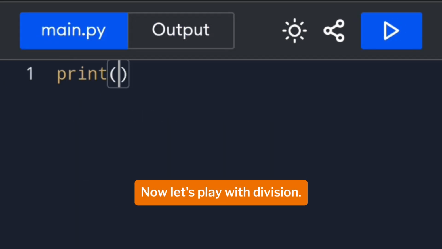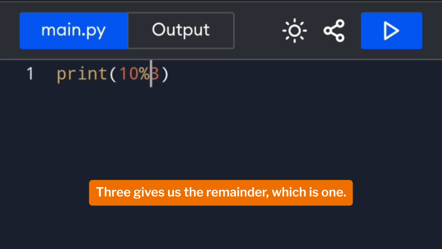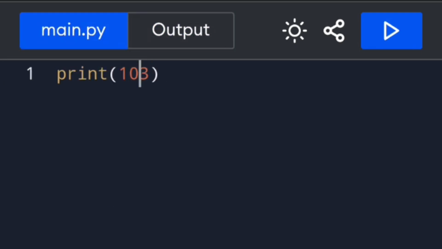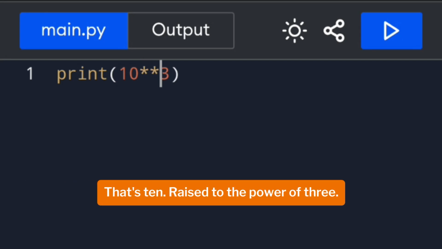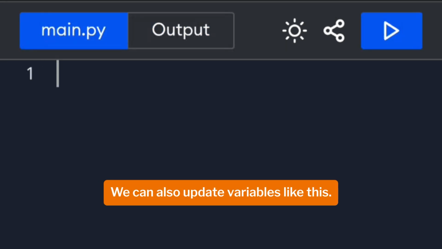Now, let's play with division. Print 10 divided by 3 gives us 3, and print 10 % 3 gives us the remainder, which is 1. Here's a cool one. Print 10 to the power of 3. That's 10 raised to the power of 3. The result is 1,000.